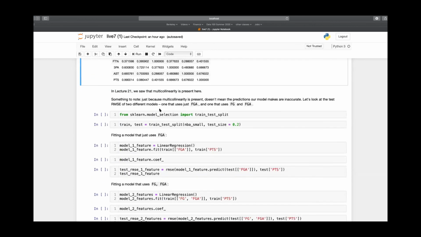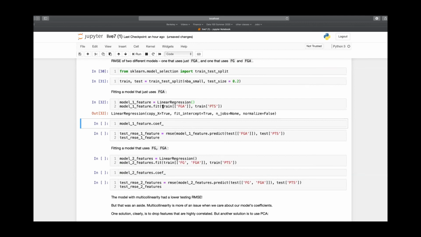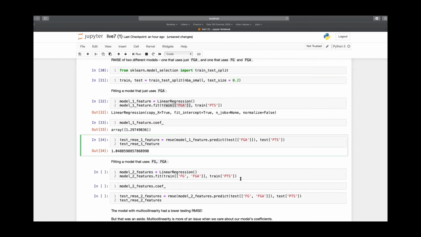In here, there's a little demonstration where we look at the training and testing error for both a model with and without multicollinearity. First, we fit a model that just uses field goal attempts as its sole feature plus an intercept term. So there's no multicollinearity because there's only one feature. Its coefficient is relatively large, and its RMSE on test data, because I did a train test split, is 1.04. Without context, that doesn't really mean anything. But what I will now do is fit a model where there's clearly multicollinearity at play, because I'm using both field goals and field goal attempts.